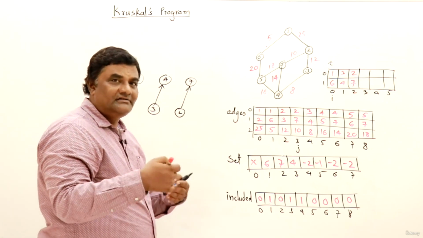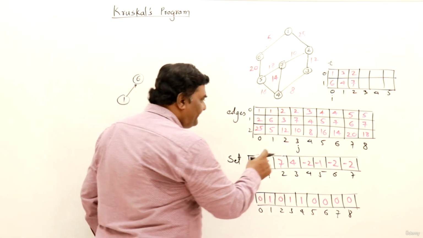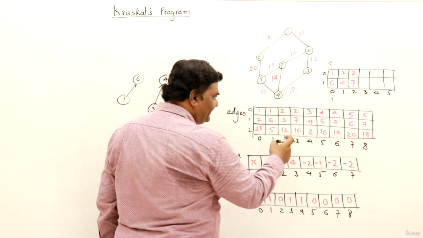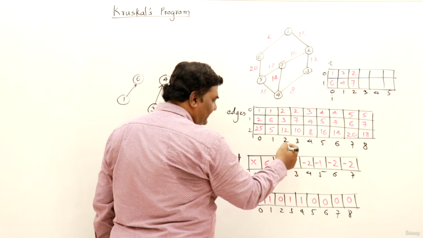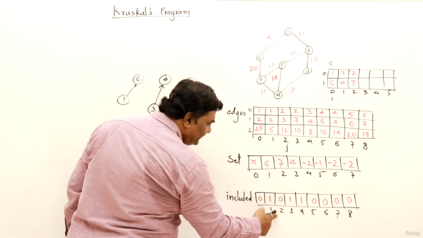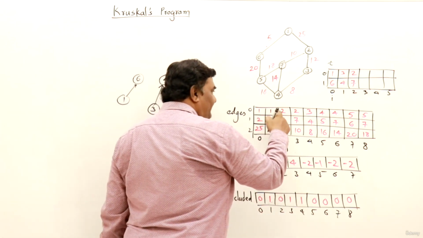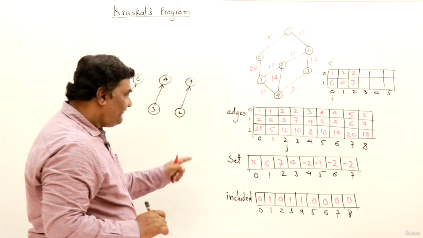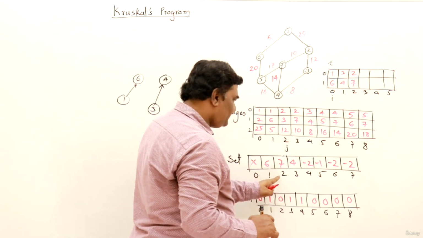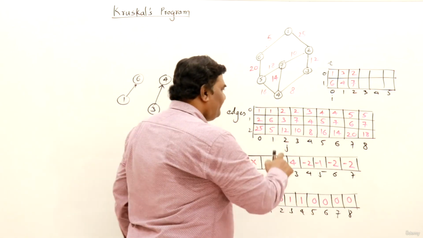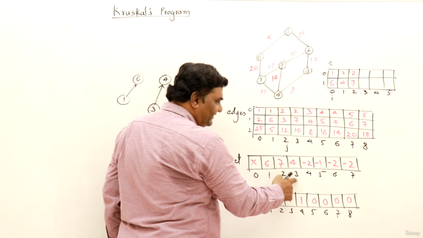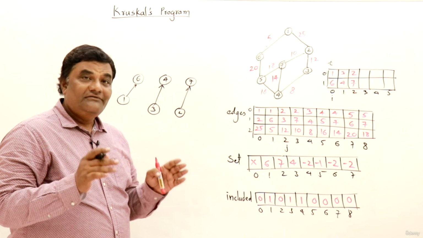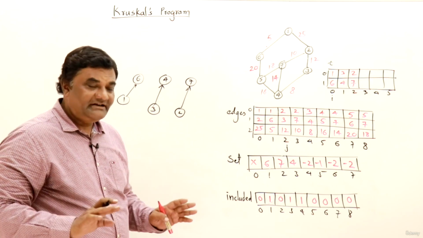Now again repeat. Again the step is repeated. Find out the minimum out of all these. Right? After 10, the next minimum is 12, this one. So this is J. Is it included? 2, is it included? No, not included. Then find 2 and find 3 to find out whether they are forming a cycle. Find 2. Who is the parent of 2? 7. Find 3. Who is the parent of 3? That is 4. So yes, they are different. So we can join them. It is not forming a cycle.